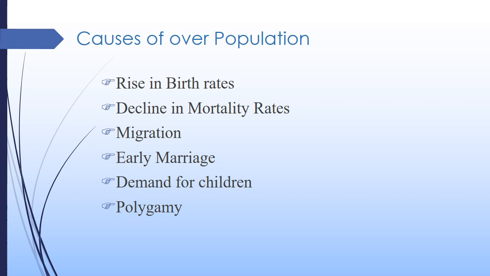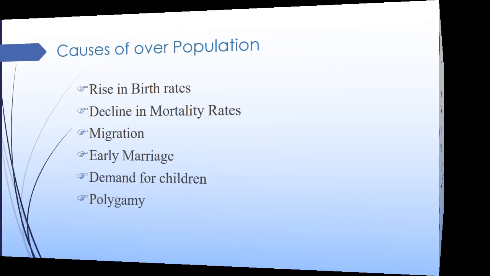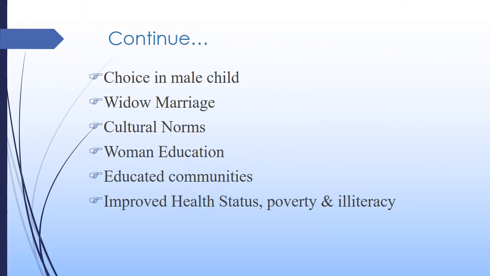Low economic status people think their children will be an economic asset, so they want more children to take care of their other children, so that their population keeps on increasing. And polygamy. What is polygamy? Marrying more than one woman. Marrying more than one woman will lead to a larger number of children. These are all the causes, and also another cause, preference for a male child.